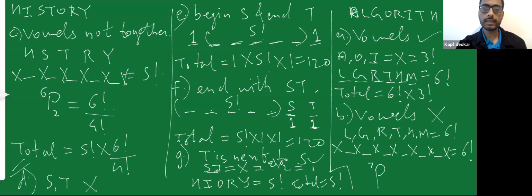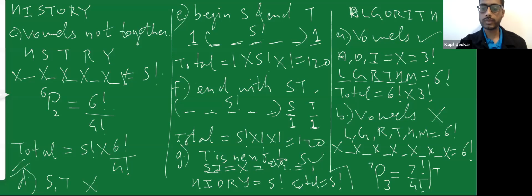I have 3 vowels, A, O, and I. So out of those 7 places, I will fill any 3 places. So that can be done in how many ways? 7P3 ways. And what is 7P3? That is equal to 7 factorial upon 7 minus 3, that is 4 factorial.